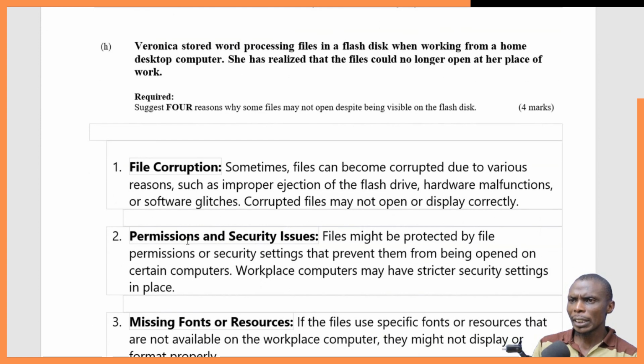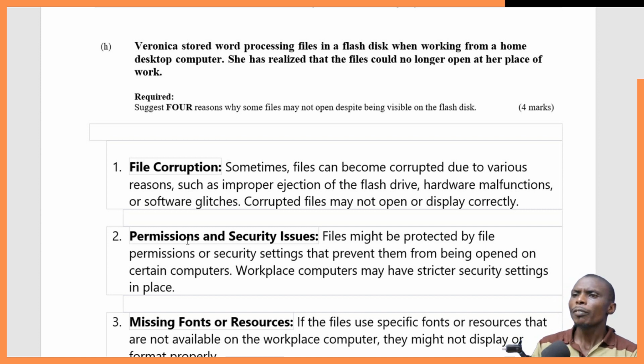Then the other question says, Veronica stored word processing files in a flash disk when working from her home desktop computer. She has realized that the files could no longer open at her place of work. Required: suggest 4 reasons why some files might not open despite being visible on the flash disk.